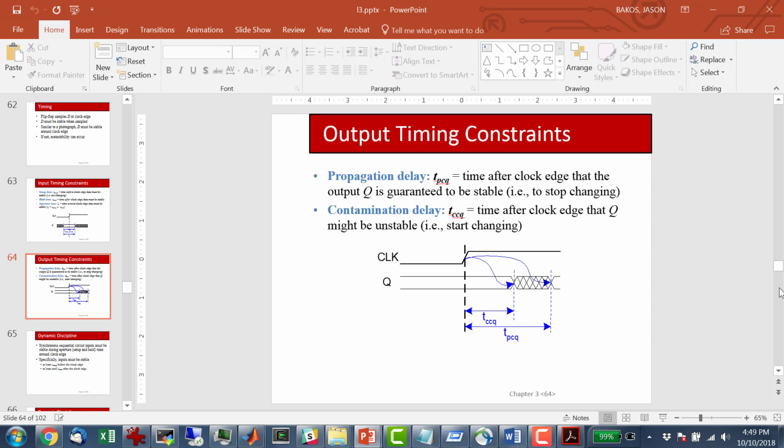So now, if you don't violate that time, if everything is working properly and it's not metastable, then you can associate a contamination delay and a propagation delay with a flip-flop. So a flip-flop is kind of like a gate in the sense that after you get the positive edge, and by the way, these are relative to the clock edge, right?